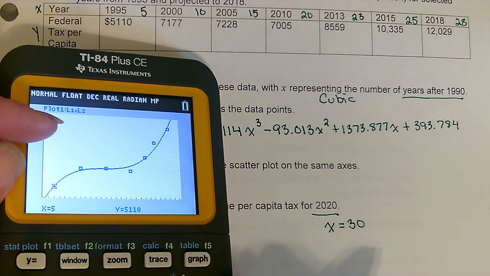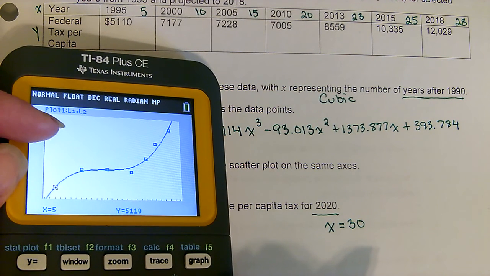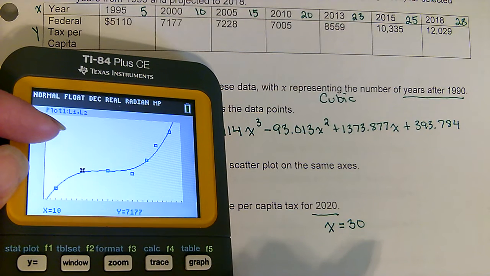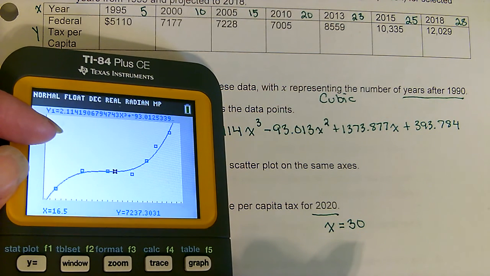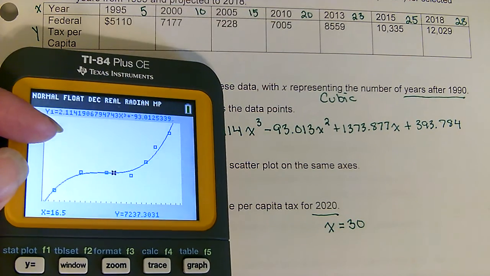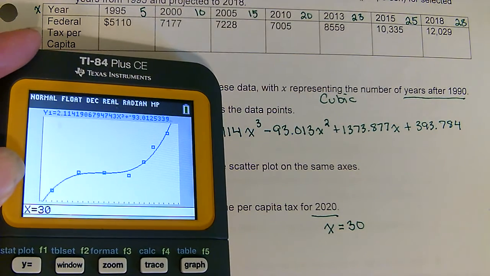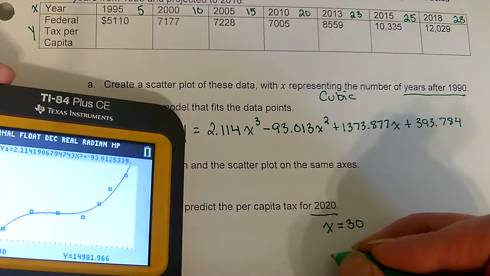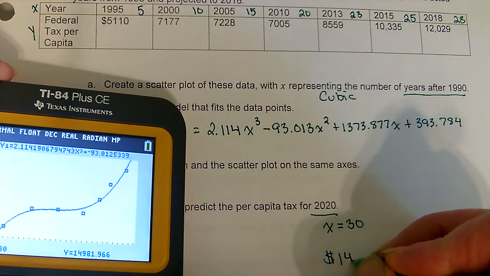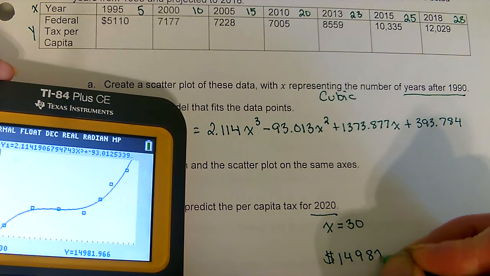Now, right now when I hit trace, I'm on the plot. Do you see how it says plot 1? I'm going to go down, and now I'm on the line Y1. So you want to see Y1 up there, and you can press 30 and it will jump up to the estimate. 498, basically 2.